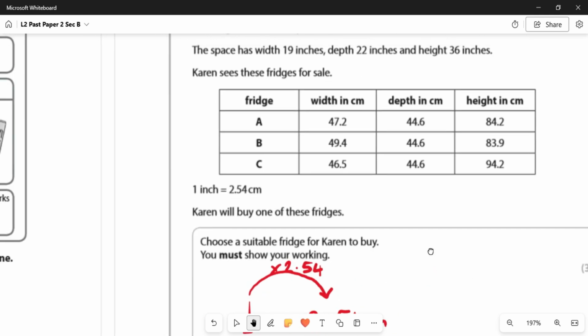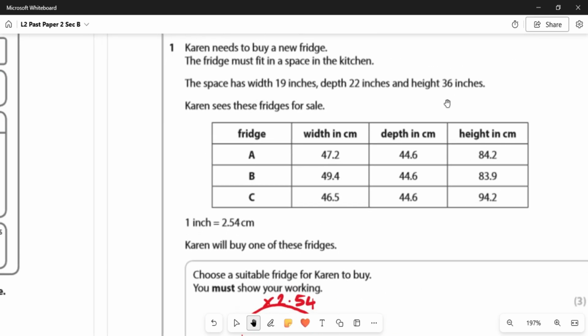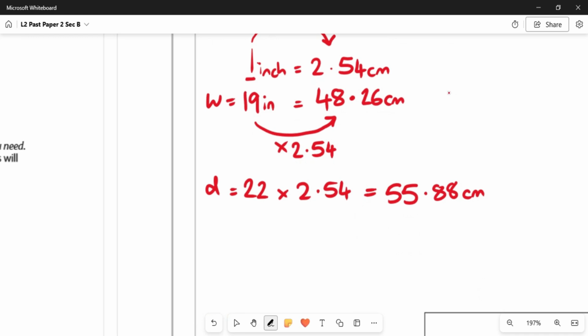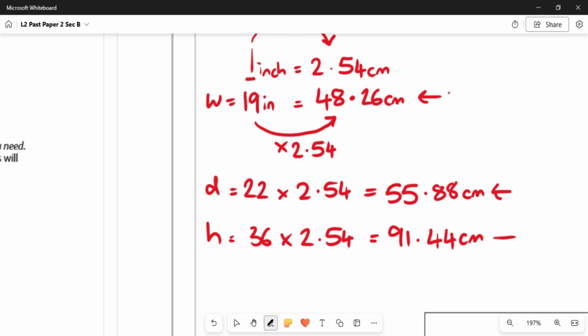And finally, the height is 36 inches for the space. So height is 36 times 2.54. What does that give me? That gives me 91.44 centimeters. So if this is for the space, it can't be more than these values. It can't be more than that, can't be more than that, and it can't be more than that. So it has to be less than these values for the fridge to fit in the space, if that makes sense.